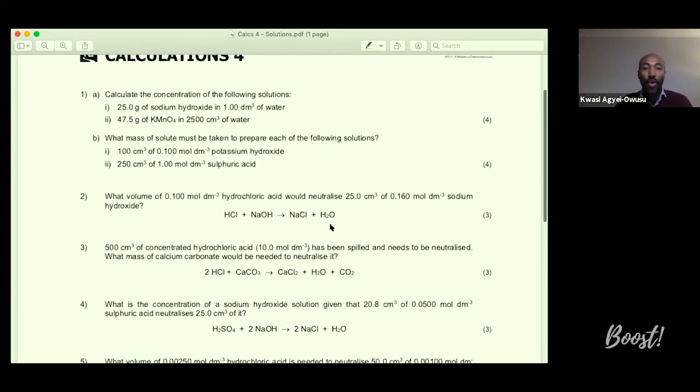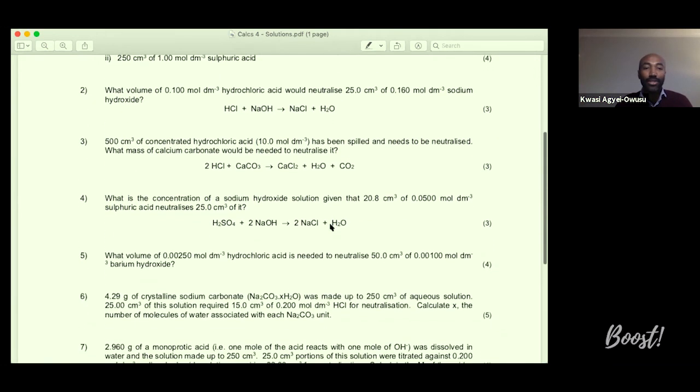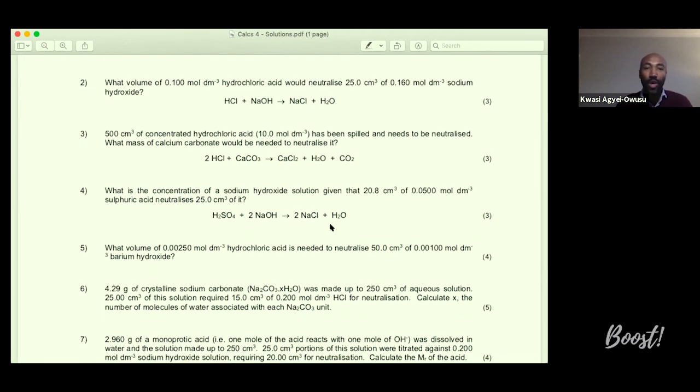Okay, so we're going to look at, let's choose question 2, which is fairly similar to the example we've just worked out. And then, well, let's very quickly check.